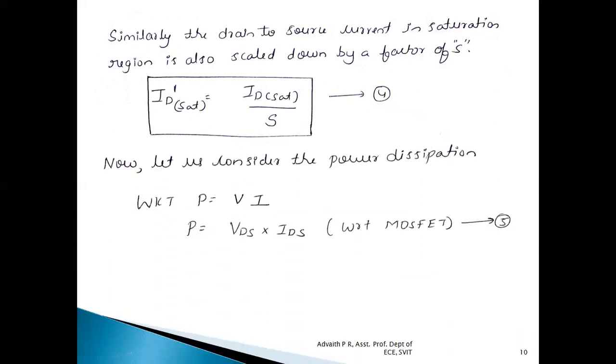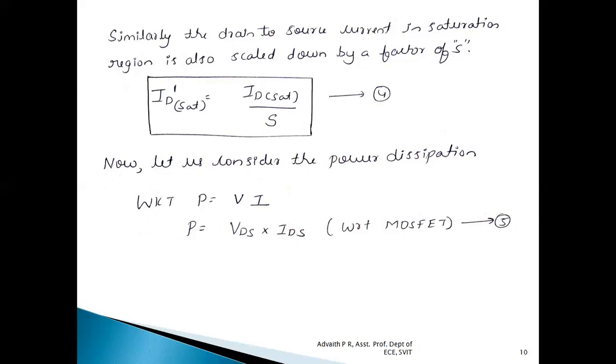Now, up till now, if we just recall or brush up the concepts, we have found out how this scaling factor actually works. We have scaled down the length, width, oxide thickness, gate oxide capacitance, as well as doping level concentration, drain to source current in linear region as well as saturation region. So once the voltage as well as current changes, definitely the power dissipation or power will also change. So let us see how this power gets affected when it is scaled.